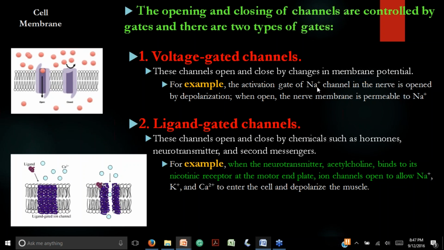The activation gate of the sodium channel in the nerve is opened by depolarization. So when are these channels going to be open? You need to know that in the depolarization of nerve cells, muscle cells, or cardiac muscle, the first step is the entry of sodium. So that is the activated gate of the sodium channel. It is the start of the contraction of the smooth muscle, the start of the contraction of the cardiac muscle, or the electric impulse of the nerve.